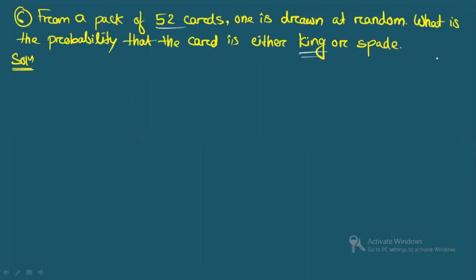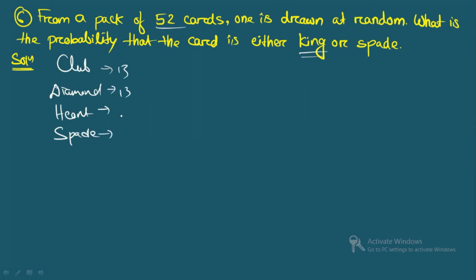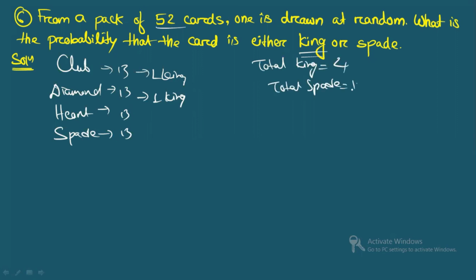So in the last class, we have seen what you have in a pack of cards. You have club, diamond, heart, and spade. In each you have how many cards? 13 cards, right? So each one of them has one king. So total kings are how many? Total kings are 4, and total spades in a pack you have 13.